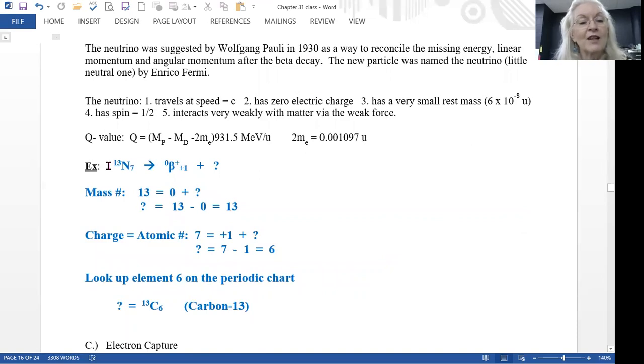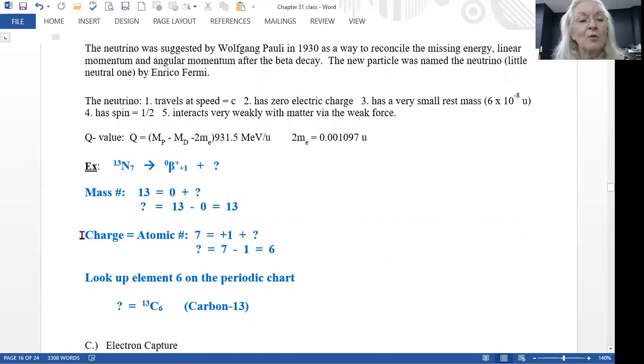So suppose we have nitrogen 13 giving off a beta plus particle. We want to know what's the daughter. So if you look at the masses, you'll find that the mass of the parent and the mass of the daughter are the same. Beta decay, doesn't matter if it's beta plus or beta minus, does not change the mass. So what we start out with is what we end up with. However, the charge does change.